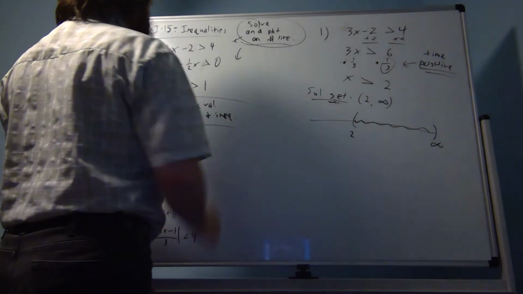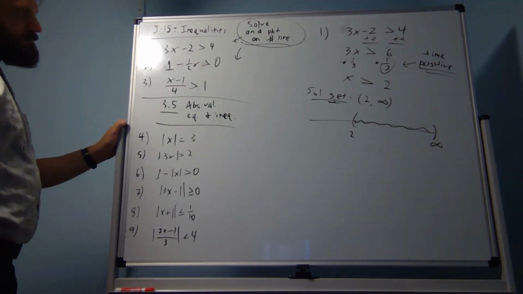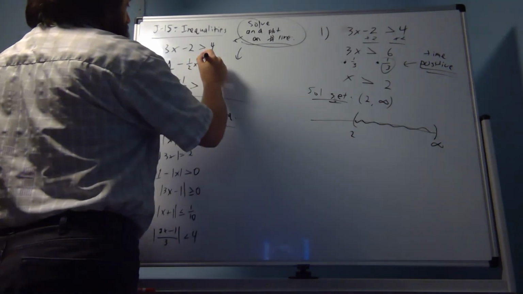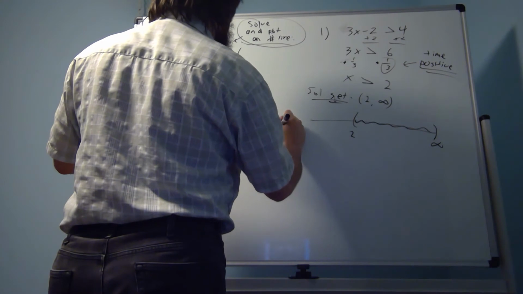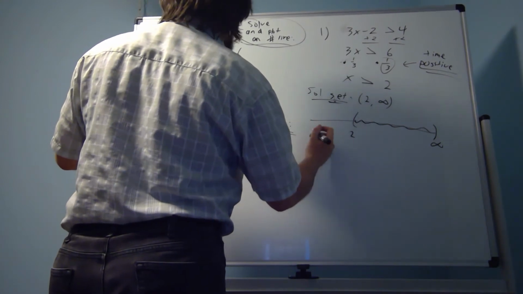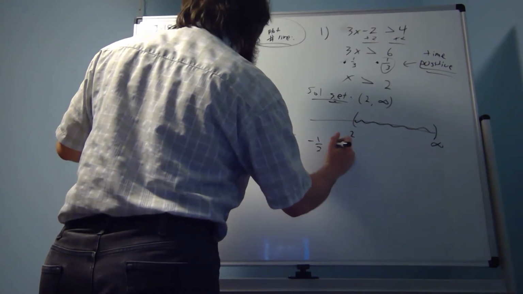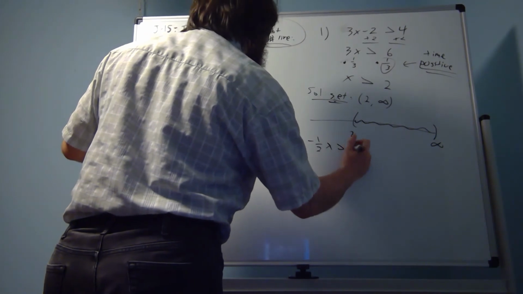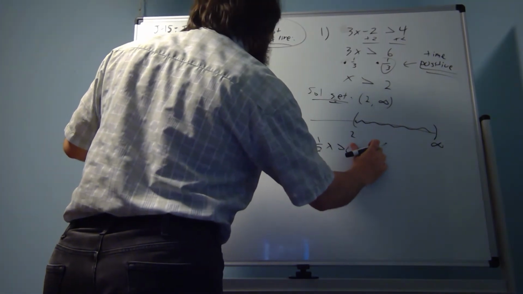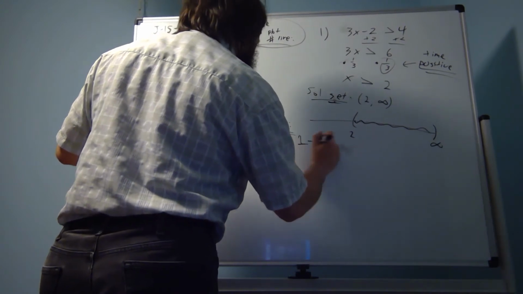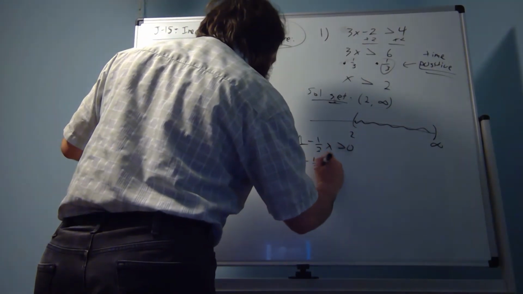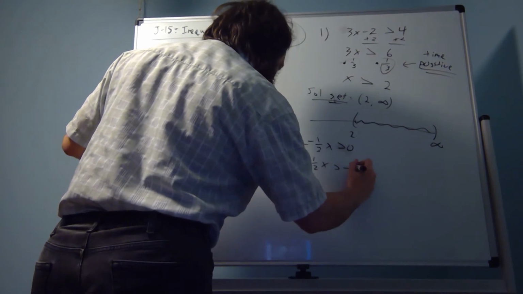All right, number 2. There are 2 ways you can do this. I'm going to do both. Solution 1. So, okay, 1 minus 1/2 x bigger than 0. -1/2 x is greater than -1.